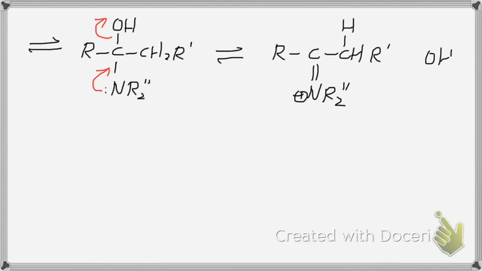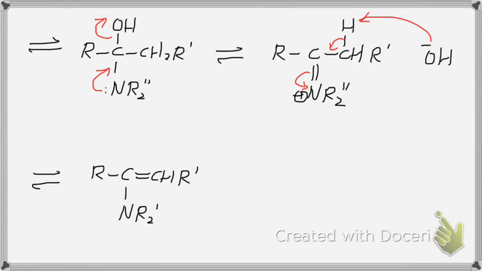Now we have a carbon-nitrogen double bond with a positive charge on the nitrogen. Then the hydroxide will take the proton from the alpha carbon to form a C=C double bond. At the same time, the C=N double bond will break and the electrons will go to the nitrogen to neutralize the positive charge. This gives the final product, the enamine.